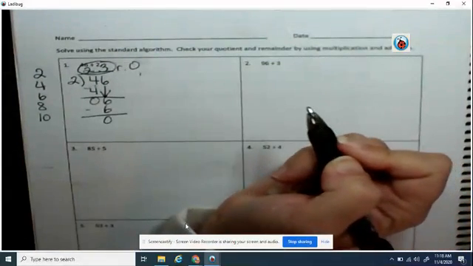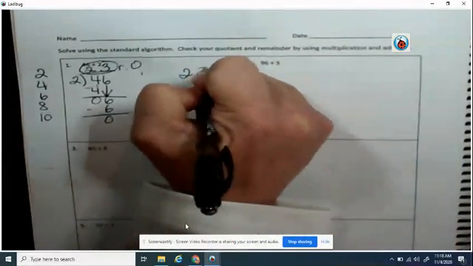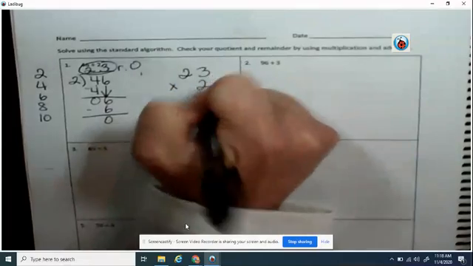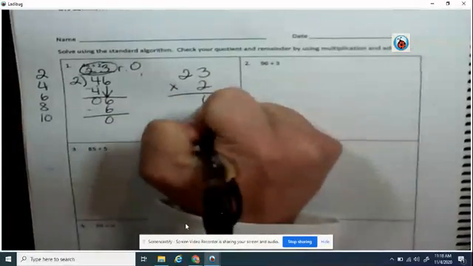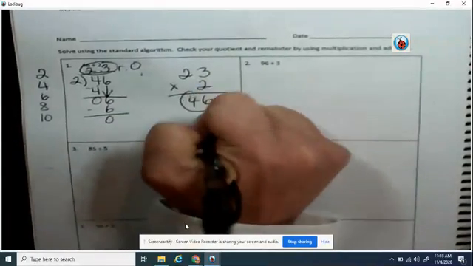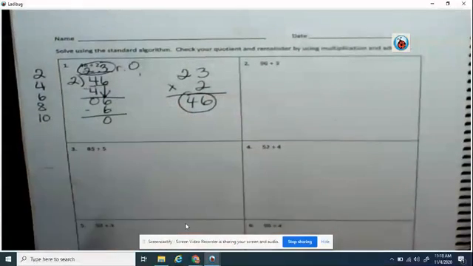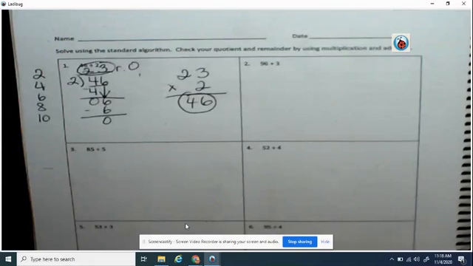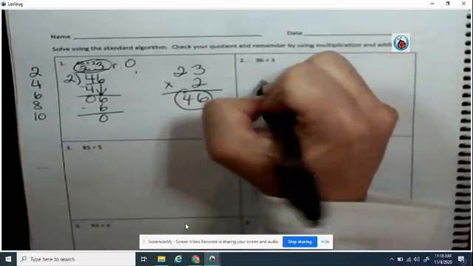Okay, now I need to double check my answer by using multiplication. So 23 times 2, 3 times 2 is 6, 2 times 2 is 4, is 46. That's where I started at 46. So I know my answer is correct because they match. All right, so that one had no remainders. Let's try another one. I'm going to scoot this down so I don't write all over that number.